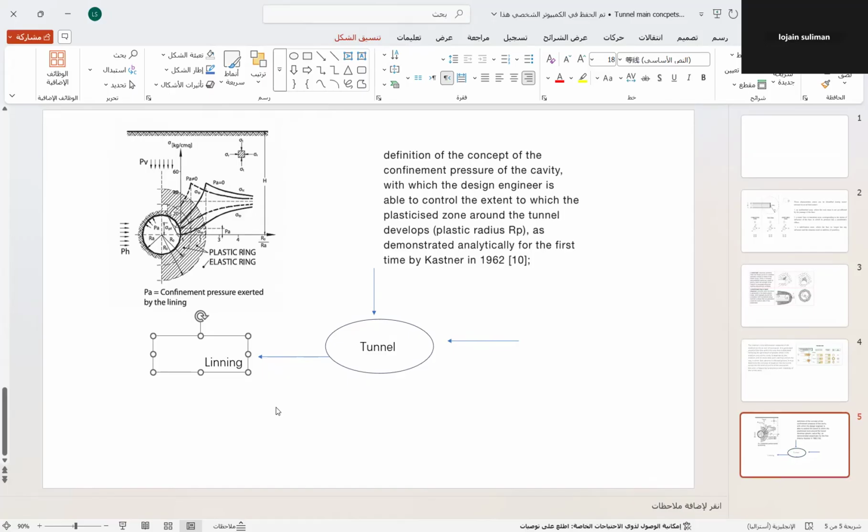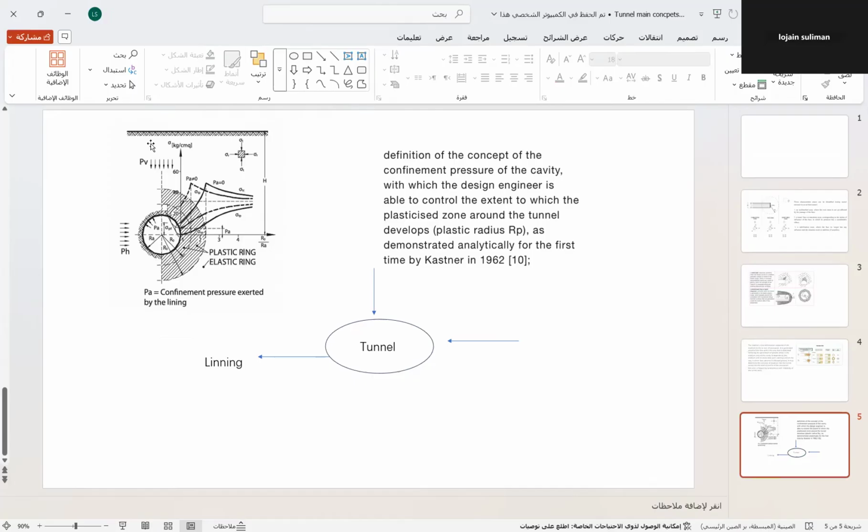This is the role of the lining, mainly and primarily: it will protect the tunnel cavity and support the tunnel from failure, especially if we have soft soil. If we have soft soil and we don't have lining, the tunnel will fail. So it's very important to know the role of the lining. The main role of the lining is to support the tunnel cavity after the excavation. There is also another issue which is also very important.